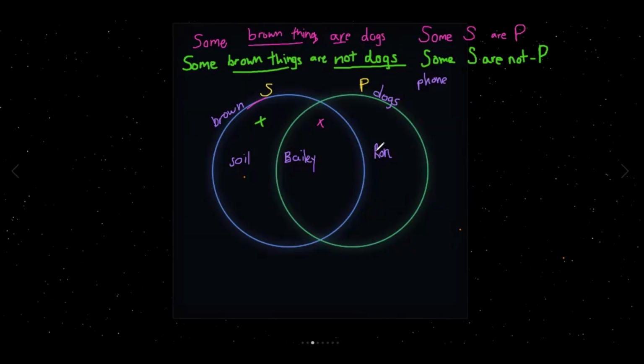So now we've gone over 4 different types of categorical proposition. We've gone over the universal affirmative, all S are P. We've gone over the universal negative, no S are P. We've also gone over 2 particular claims, the I claim and the O claim.